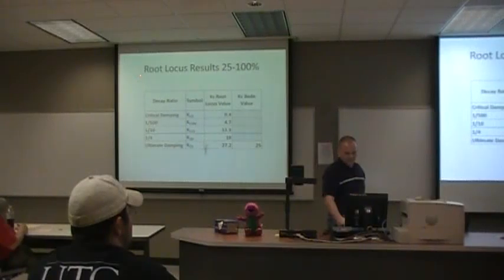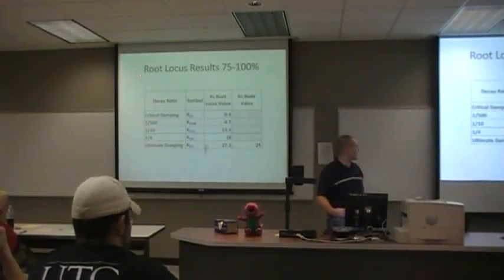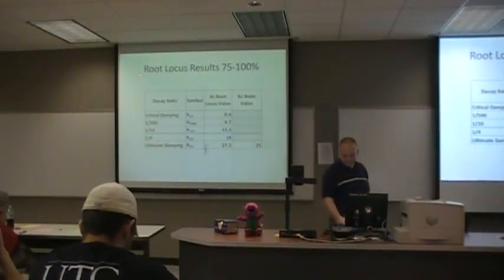For the 25 to 100 range: critically damped KC 0.4, 1 over 500 is 4.7, 1/10 is 13.3, 1/4 is 18, and ultimate damping 27. The values from the 75 to 100% range were basically the same: 0.4, 4.7 for 1 over 500, 13 for 1/10, 18 for 1/4, and 27 for ultimate damping.